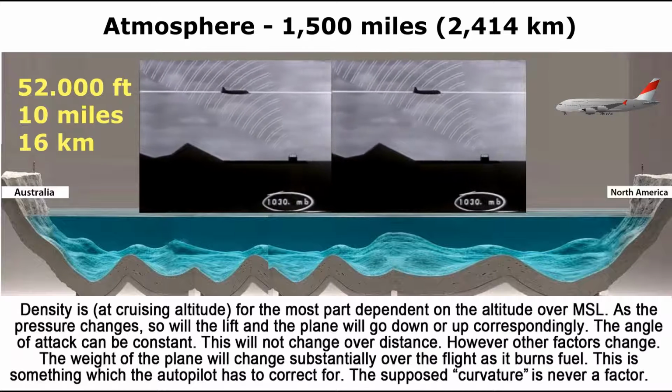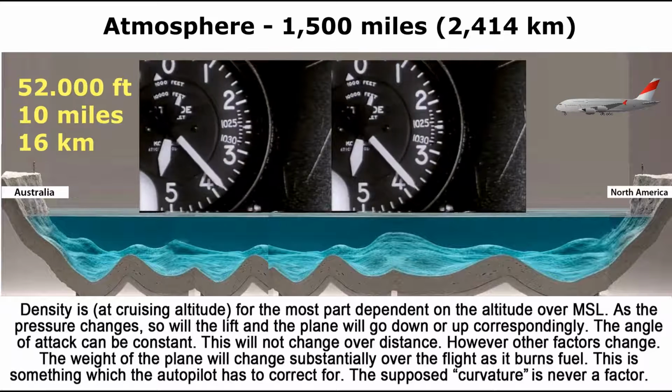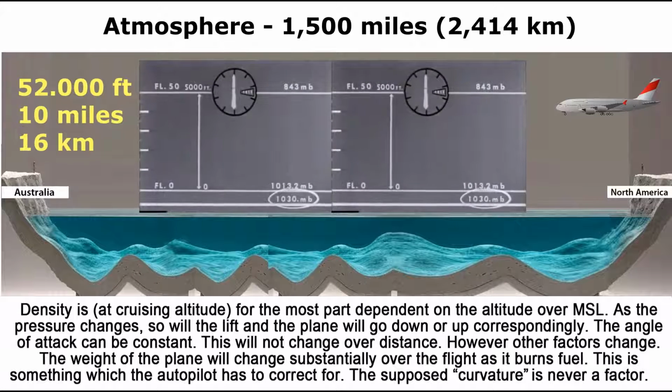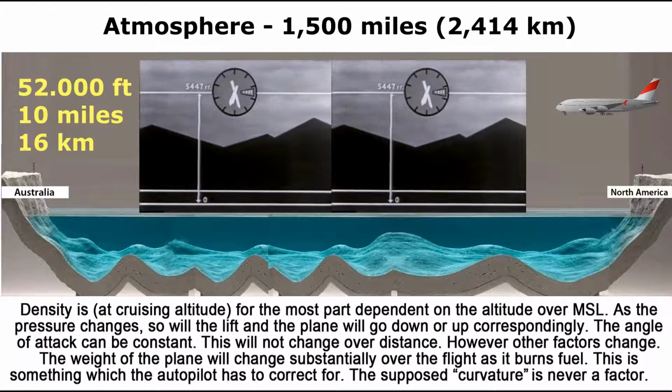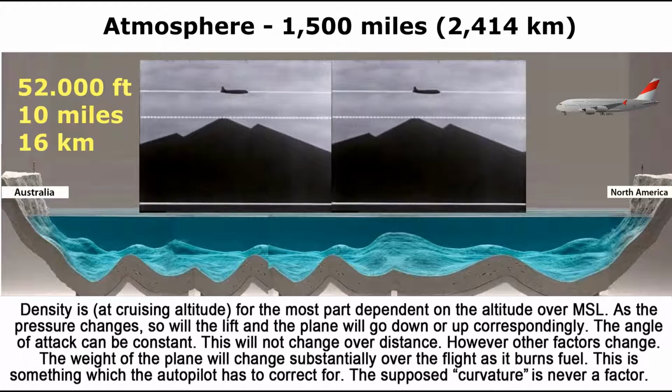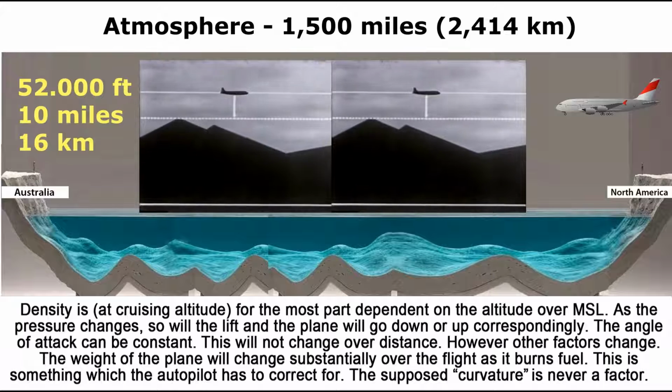It is radioed back to the pilot, who resets his altimeter to the QNH setting. In doing this, he has dropped the height scale so that 0 corresponds to 1,030 millibars. At flight level 50, where the pressure is still 843 millibars, the altimeter now indicates 5,447 feet, this time above mean sea level. The pilot can now subtract the elevation of the terrain from his altitude and obtain his terrain clearance.